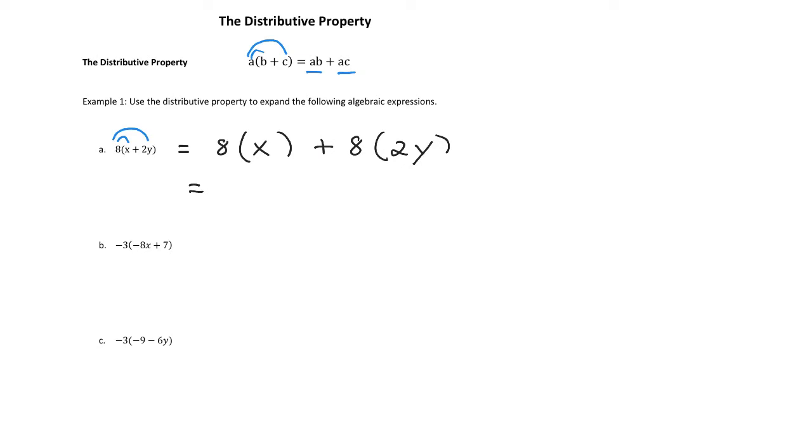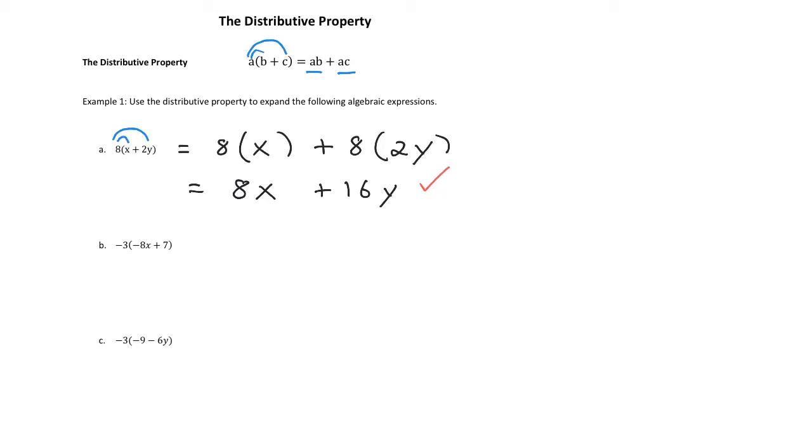And, well, 8 times x we can just write as 8x. The parentheses aren't necessary. But for 8 times 2y, we can multiply the numbers together, 8 and 2, which give us 16, and then write the y next to it. So here's a direct way to apply the distributive property, and we can't simplify it any further.